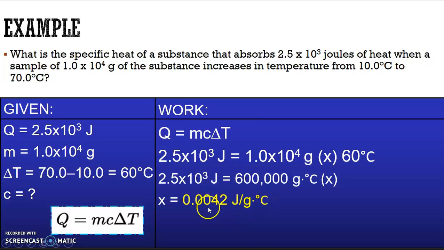Okay, double check, are my sig figs correct? Here I have 2 sig figs. Here I have 2 sig figs. Here I have 3. And here I have 3. Since 2 is the least, my answer also needs to have the least. So 0.0042 joules per gram degree Celsius.